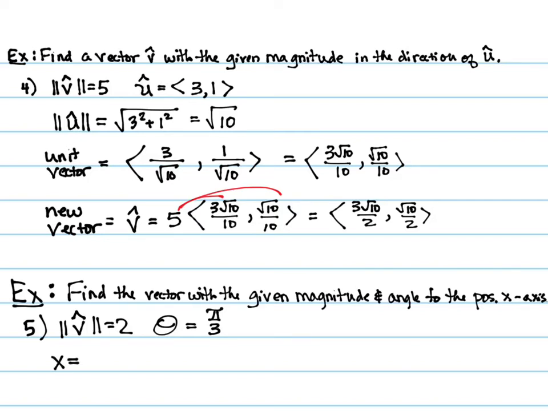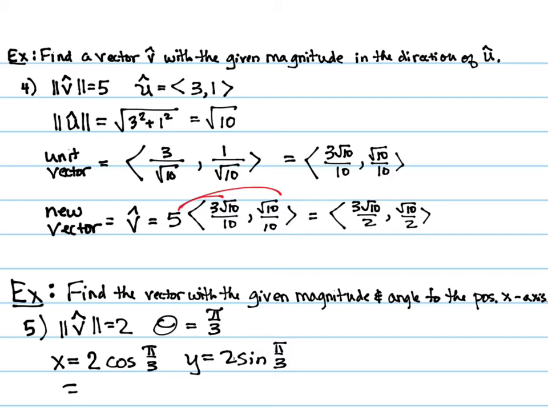So x equals r cosine theta. Well, r is the length of my vector, it's 2. And theta is the pi over 3. And y equals r sine theta. So 2 sine of pi over 3. Isn't it pi over 3? Oh, there's that 3. Sorry, thank you. 2 here. Perfect, yes, thank you.